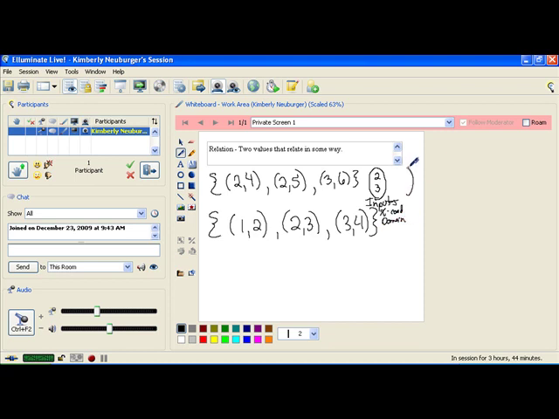The output values, I'm going to put in this oval here. They are your y coordinates. They are also what we call the range.